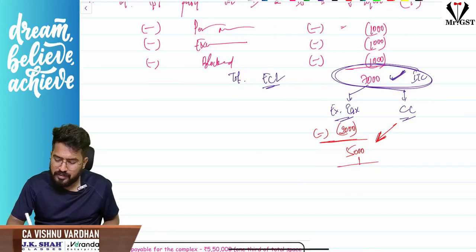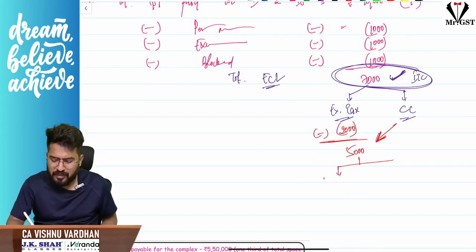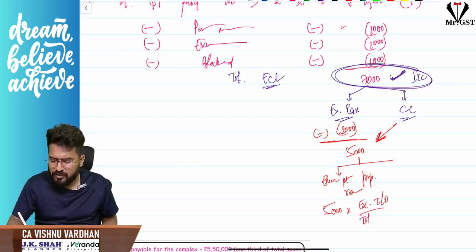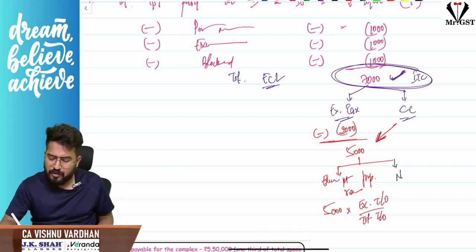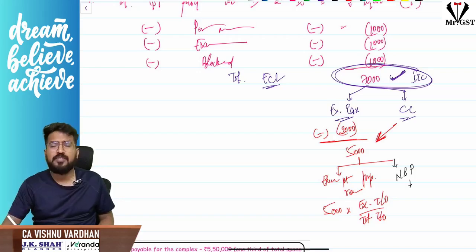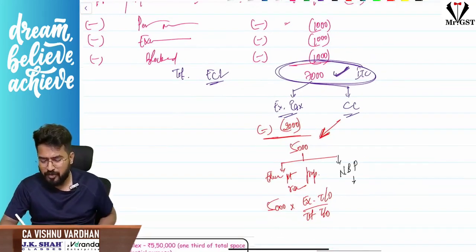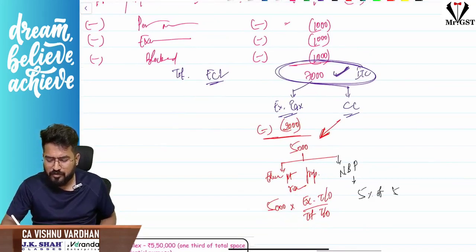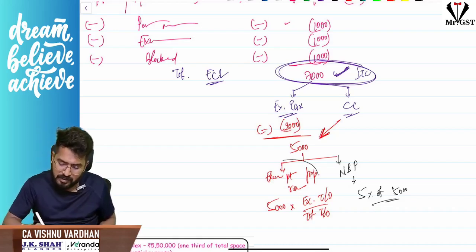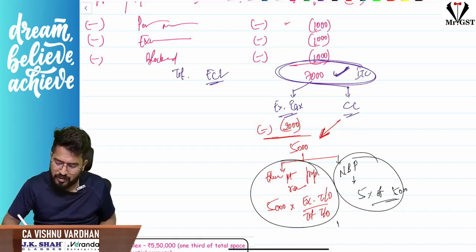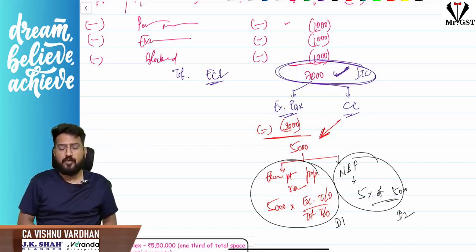Now, in this, sir, whatever I have used for exempt purpose, I should proportionately reverse, correct? How will I reverse? 5000 into exempt turnover by total turnover. From this, I might also have used something for non-business purpose. For that calculation, we don't have a proper formula. So 5% of 5000, this much we should reverse. If anybody asks how much is to be reversed, this much should be reversed and this much should be reversed. We call it D1 and D2. That is the procedure.